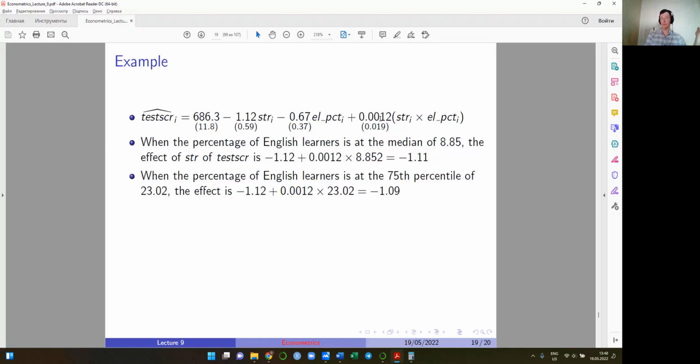But again, this coefficient is not statistically significant, so we cannot claim, finally, we cannot claim that the class size has different effect on test score in districts with a different level of English learners.